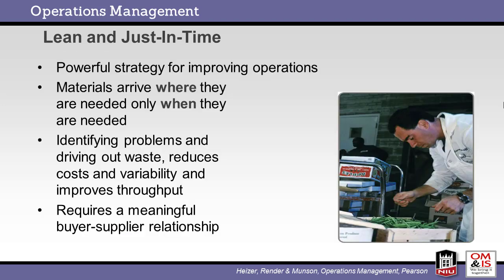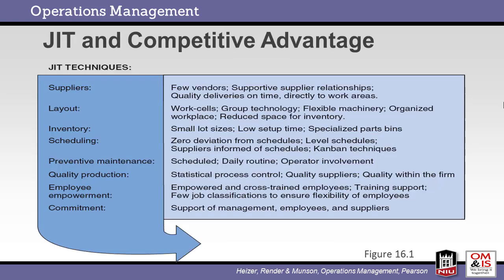Combining lean and just-in-time is a powerful strategy, but requires a strong relationship with suppliers. The result can be reducing waste and increasing throughput. Implementing a just-in-time methodology can create a competitive advantage. This list displays many of the potential outcomes. Key results include improved quality, reduced cycle time, stronger supply chain relationships, more accurate schedules, and a flexible, empowered workforce.